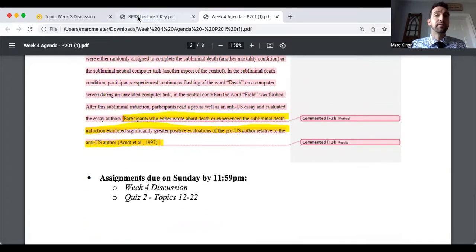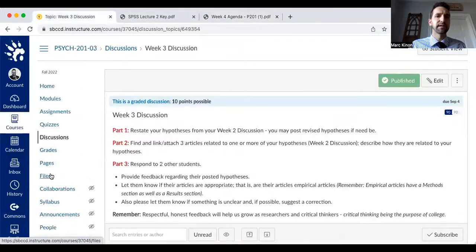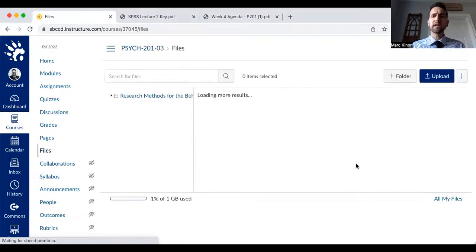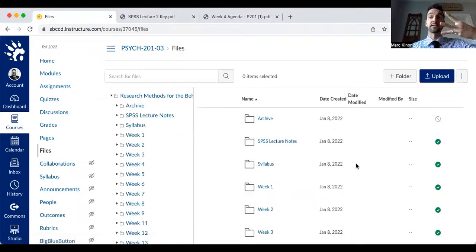Okay, so that's really what you need to know for writing an article summary. And again, one thing I want to point out to you is you have 3 hypotheses. You need 10 articles related to your hypotheses. So you could have, for example, 4 articles related to your first hypothesis, 3 articles related to your second hypothesis, and 3 articles related to your third, for a total of 10 articles, right?